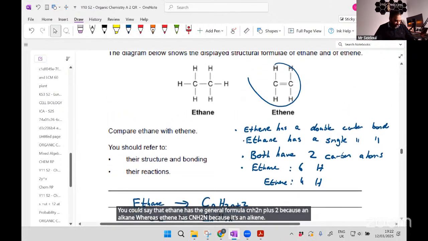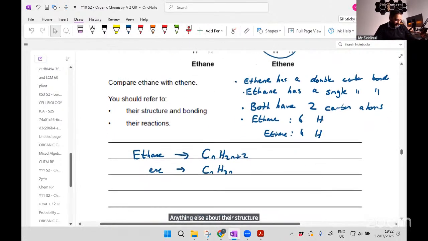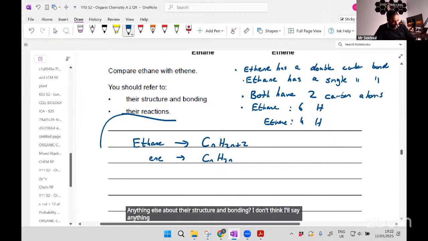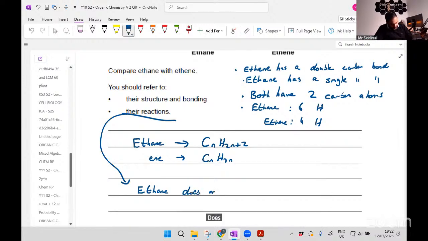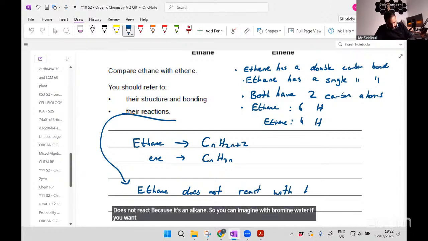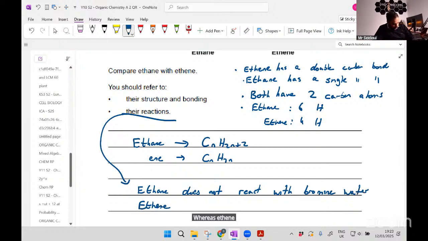Anything else about their structure and bonding? I don't think I'll say anything else. Their reactions, I would just say that ethane does not react because it's an alkane. So you can test it with bromine water if you want, whereas ethene turns bromine water colorless. And I think that's more than enough for 6 marks.